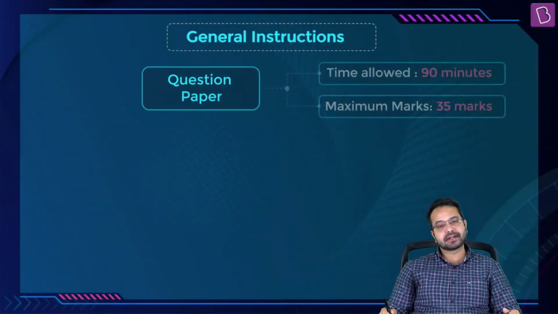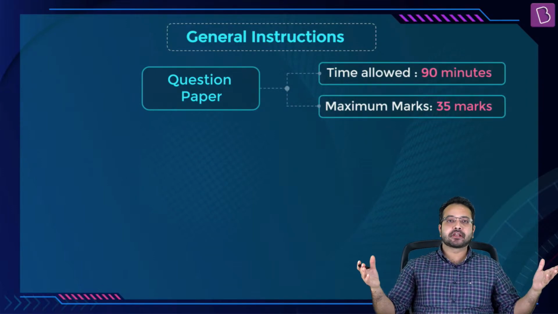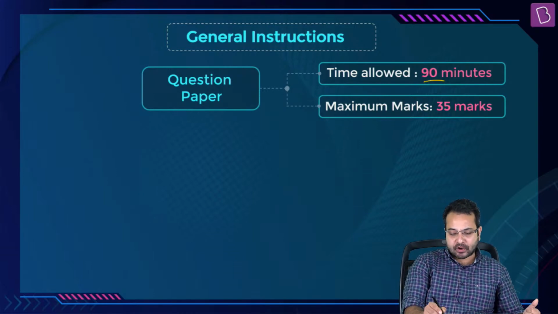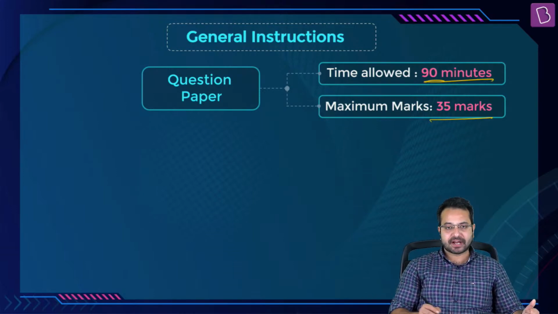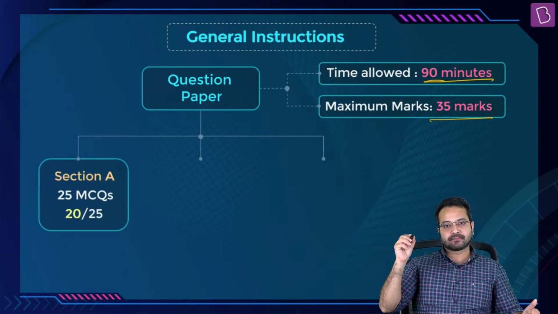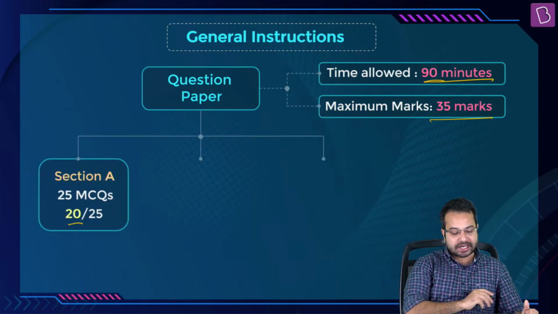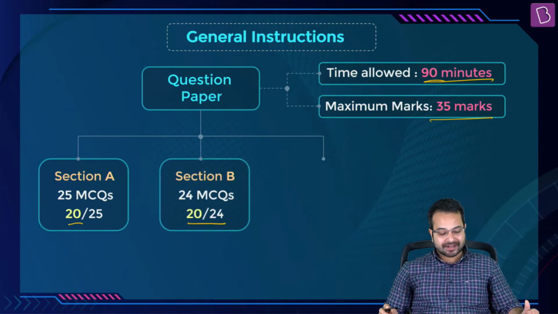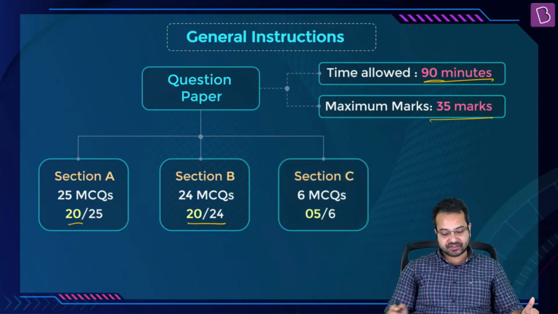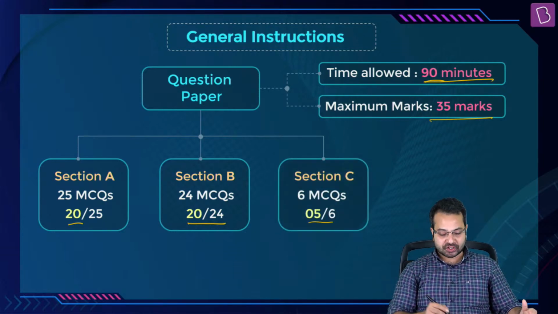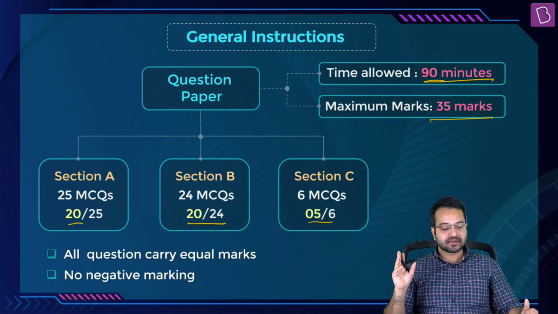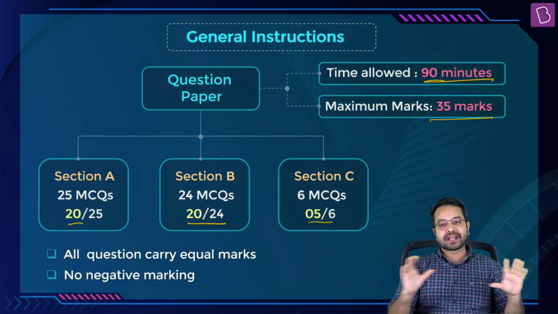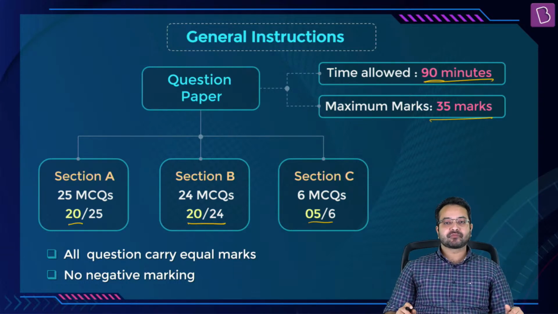Just a brief reminder of the pattern. I think you guys are well versed with it now. The question paper is for 90 minutes. The maximum marks is 35 and it is divided into 3 sections. Section A, we have to attempt 20 out of 25 questions. Section B, we have to attempt 20 out of 24 questions, and in section C we have to attempt 5 out of 6 questions. All questions carry equal marks and there is no negative marking. So I genuinely hope that nobody has over attempted the questions.